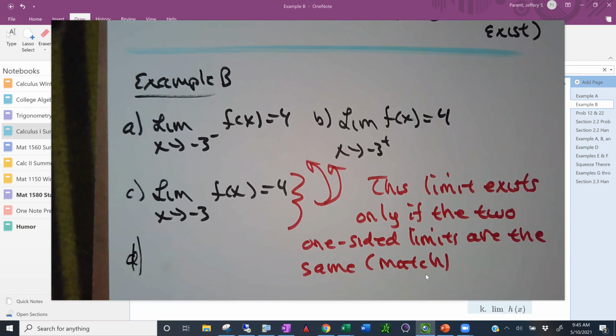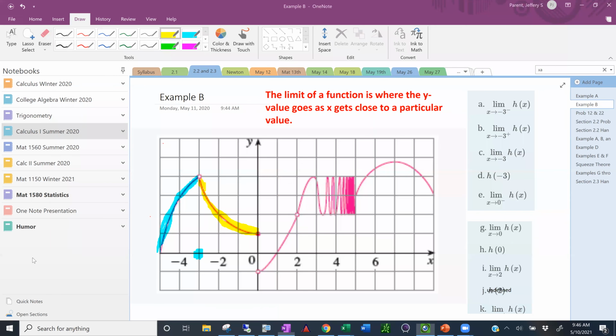Now, interestingly enough, let's take a look at f of -3. What's the value of the function at -3? Does anyone know what this little hole notation means? There is none. It's not a point. Undefined. Exactly, thank you. So it's undefined.